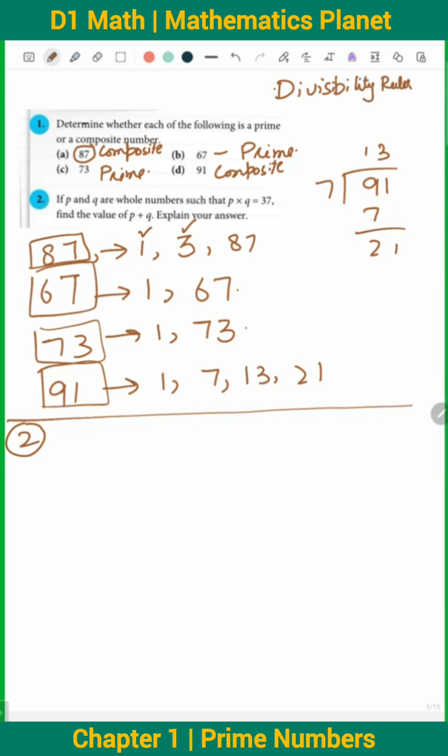Okay, now coming to question 2. If P and Q are whole numbers such that P multiplied by Q is equal to 37, find the value of P plus Q. So what do we know about 37? Is it a prime number or a composite number?